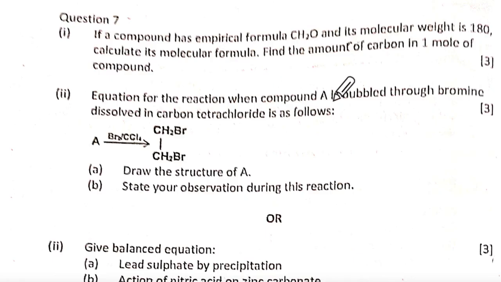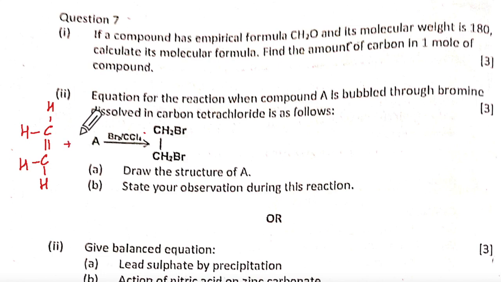Equation for reaction with compound A bubbled through bromine dissolved in carbon tetrachloride. So I have this giving this. Now listen, there are 2 Br added. So I must have had a double bond here, correct? Yes, ma'am. Ethene would have H here and H here. Did you understand how to think? Yes, ma'am.